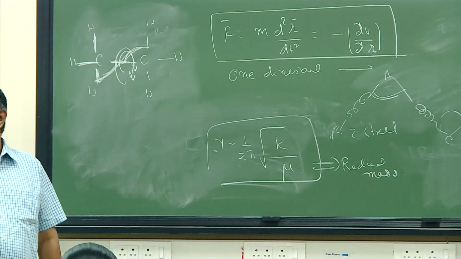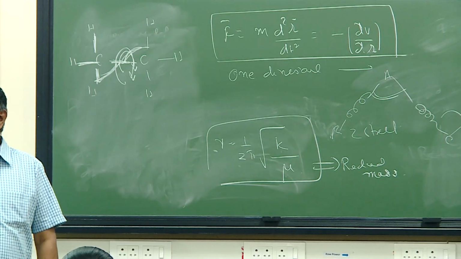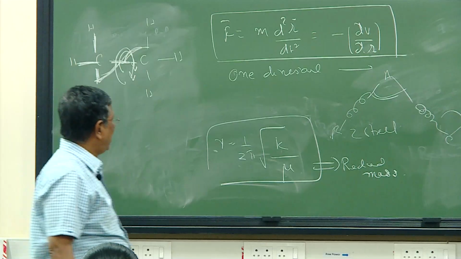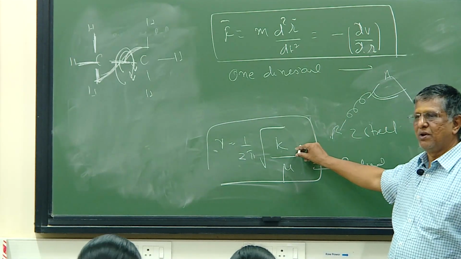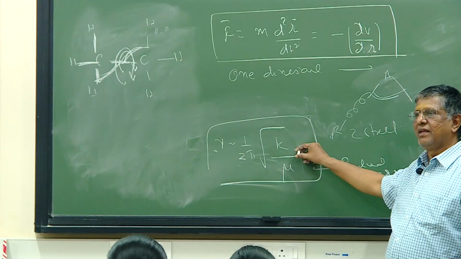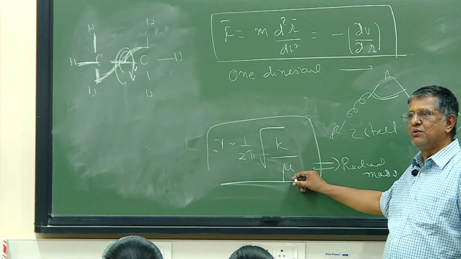Yes, sir. K and mu are here. K is your force constant. You are familiar. Mu is your reduced mass.